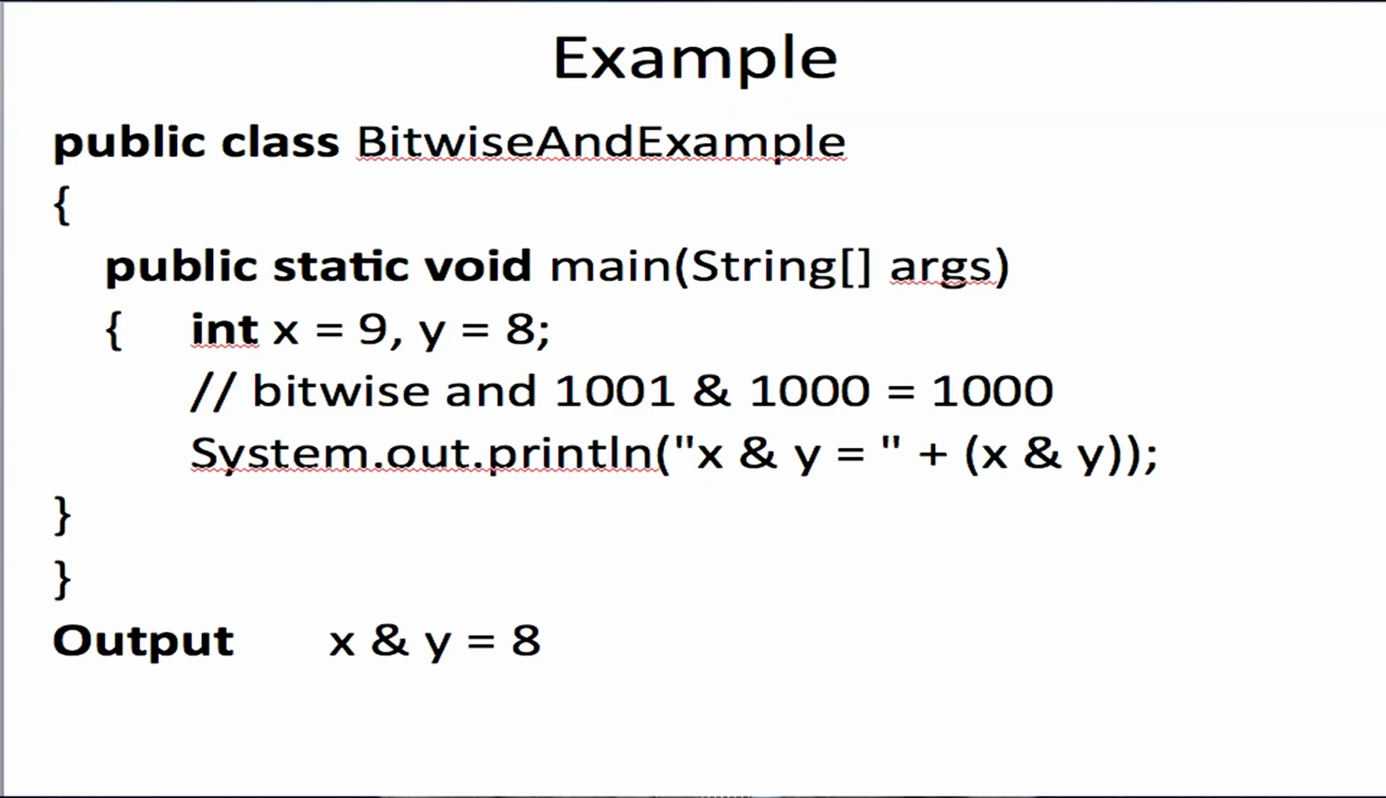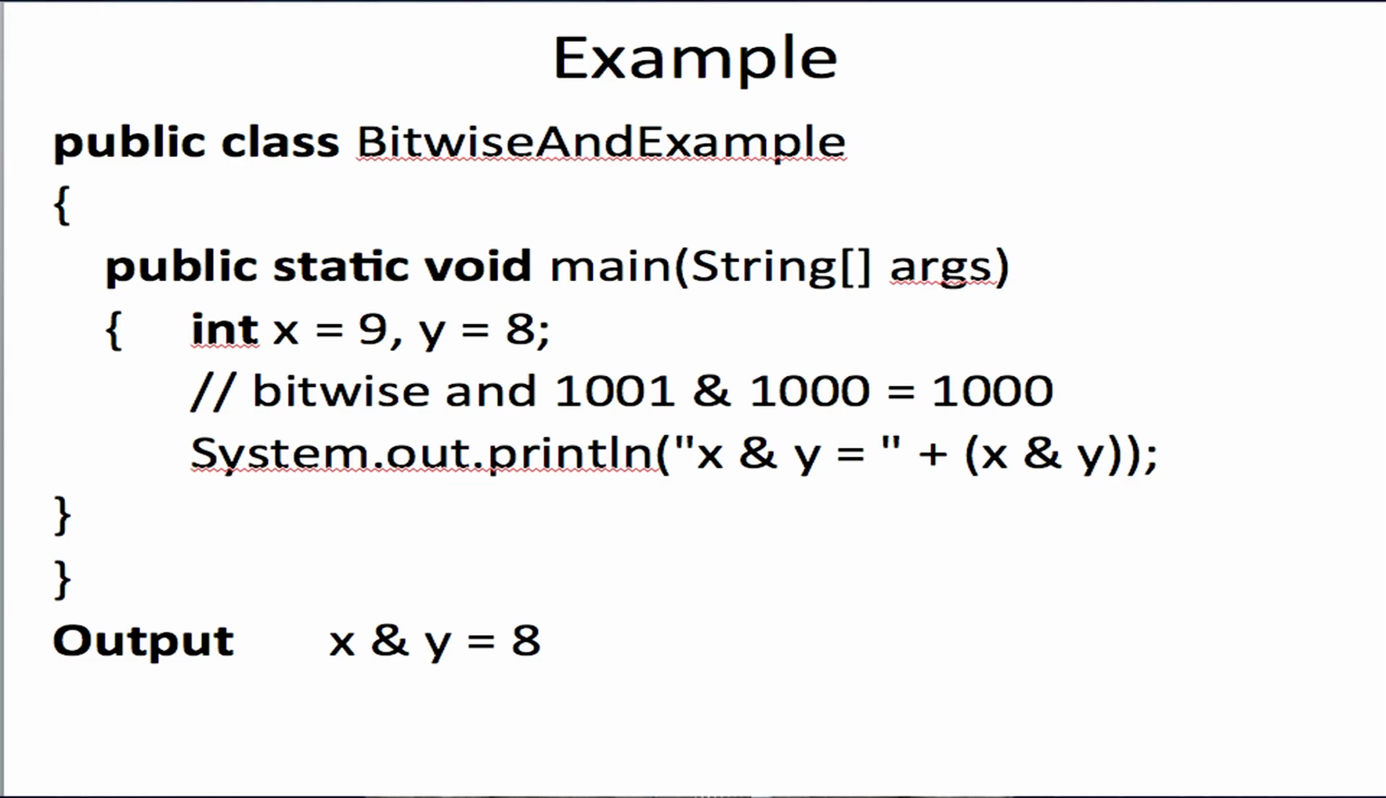This is also an example of the bitwise operator. This is a public class, BitwiseAndExample, and inside this class we have public static void main String args, and two variables x and y are defined inside main.